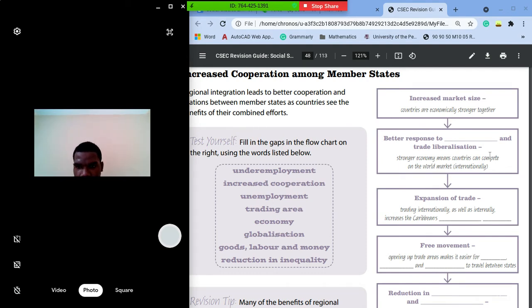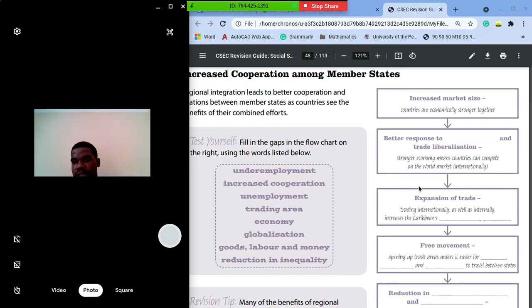Two words. So you only have two choices. It's either it increases cooperation or it increases the trading area. Which one is it? Trading area. Right. All right.